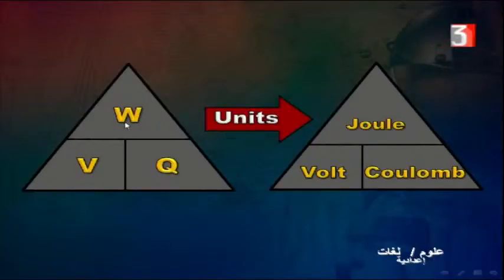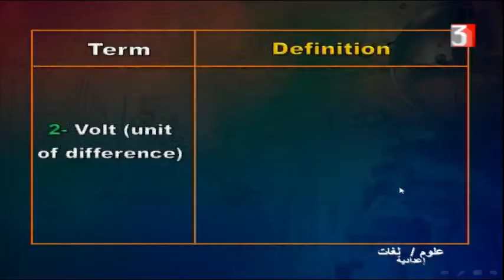And the unit of work is joule. And of course, the unit of quantity of a charge is coulomb. So again, the measuring unit of potential difference is volt, work done is joule, and quantity of a charge is coulomb. So, we have here another term, volt, the unit of potential difference.